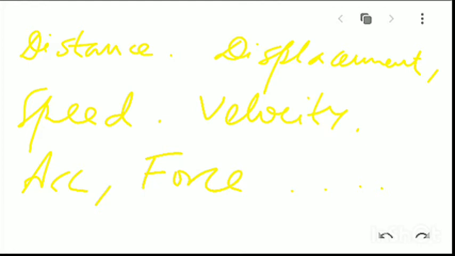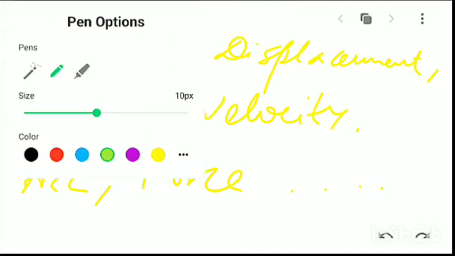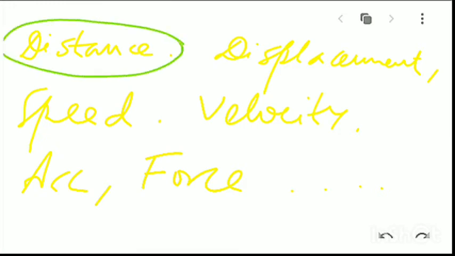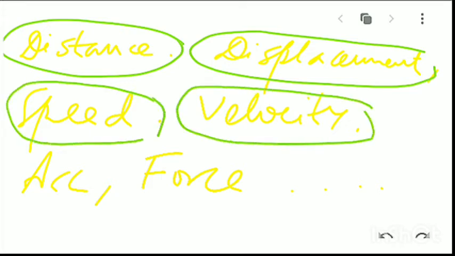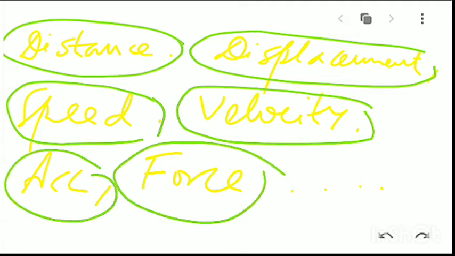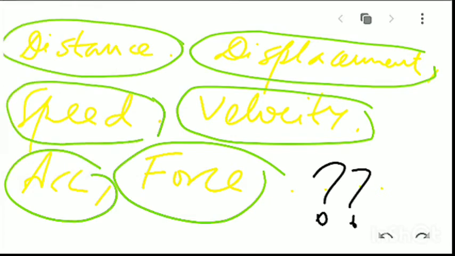But before we learn about these quantities, first I want to tell you about some characteristics of these quantities. These quantities all look the same: speed, velocity, acceleration, force. But are they very similar to each other? That is my question. These quantities may look the same, all related to motion, but they are not the same.